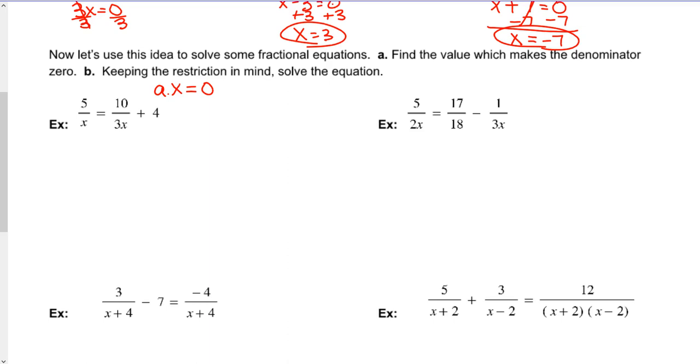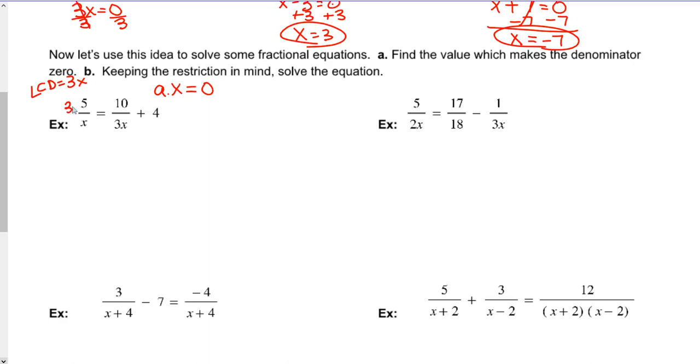Keeping the restriction in mind, solve the equation. So notice, here I have an x, here I have a 3x. To get my least common denominator, we need to make sure we have factors of all. So with the numbers, 3 is going to be the least common denominator since that's the only one. And when I have an x and an x, that's going to be part of my least common denominator. So the least common denominator here is 3x. That might be hard at first, but we'll work through it.